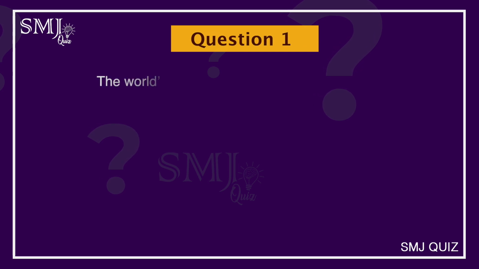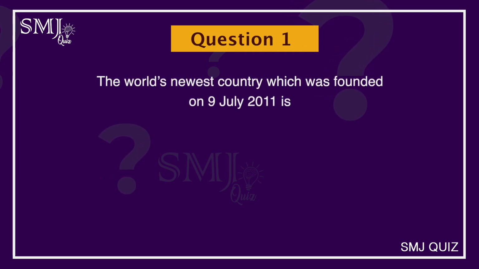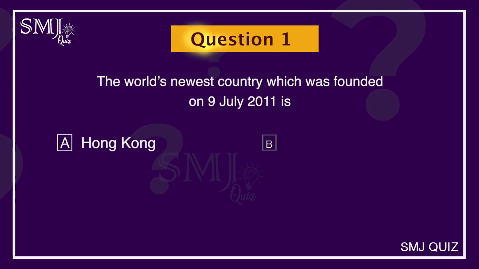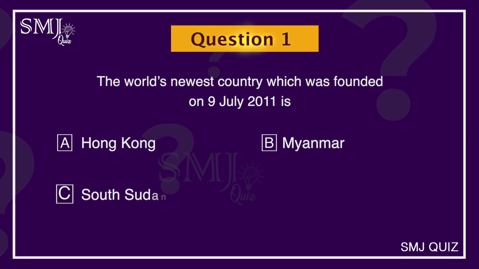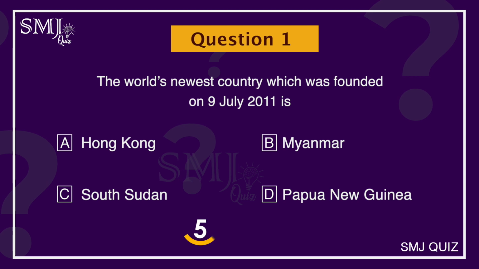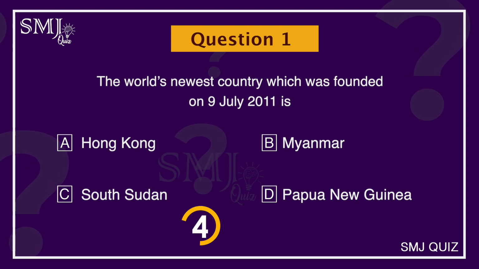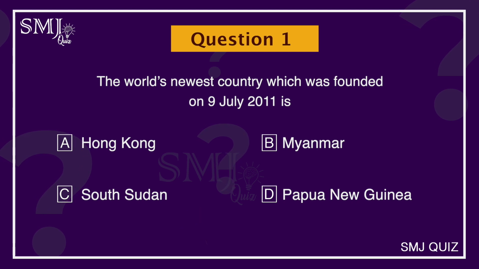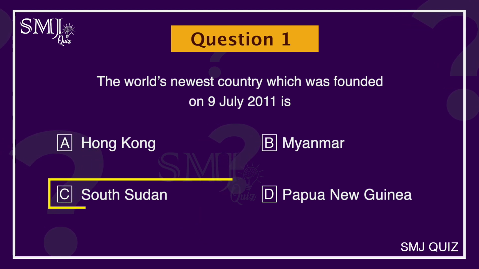Question 1. The world's newest country, which was founded on 9th July 2011, is A. Hong Kong, B. Myanmar, C. South Sudan, D. Papua New Guinea. The answer is C. South Sudan.